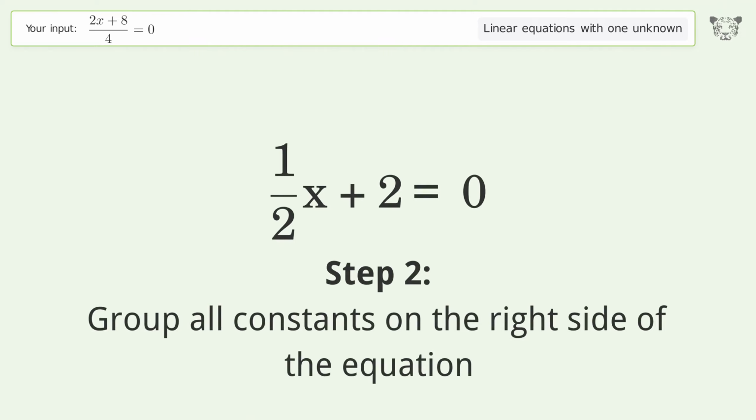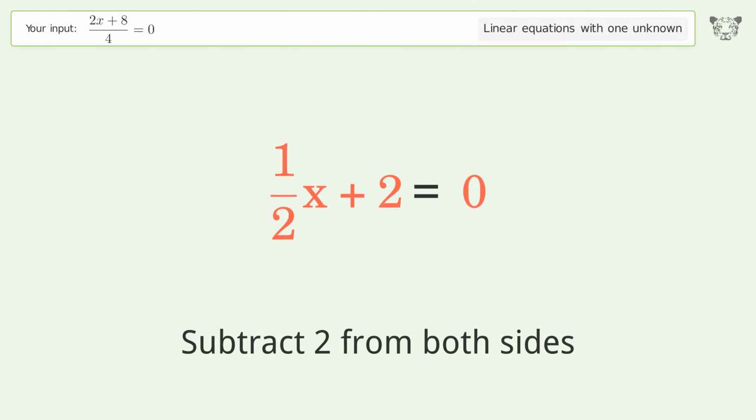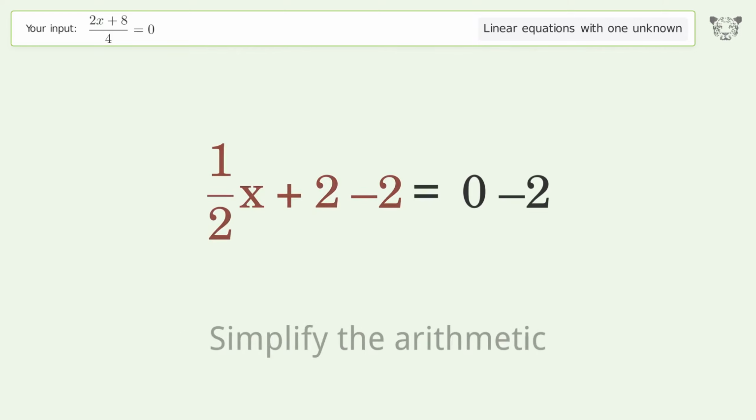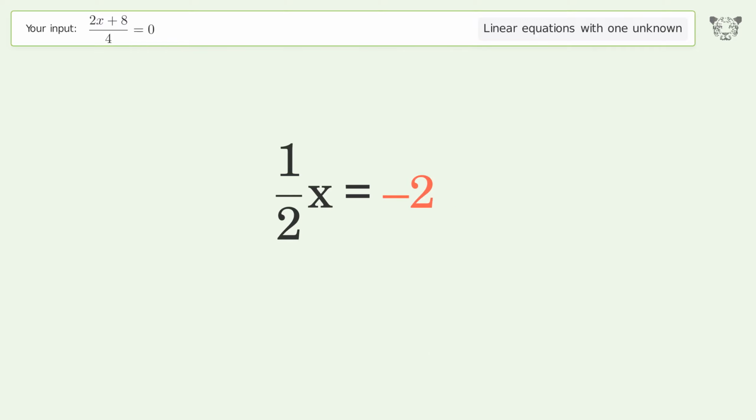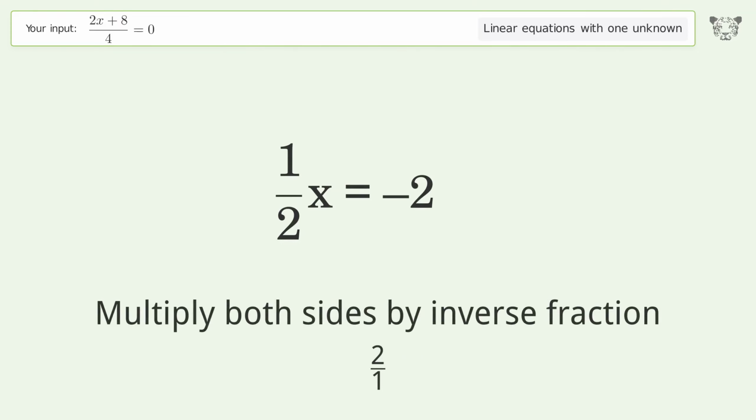Group all constants on the right side of the equation. Subtract 2 from both sides. Simplify the arithmetic. Isolate the x. Multiply both sides by inverse fraction 2/1.